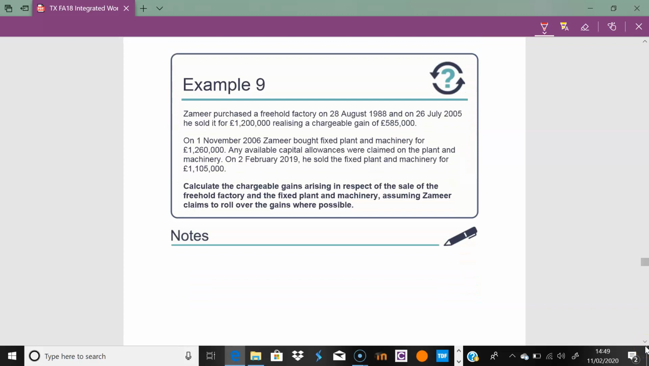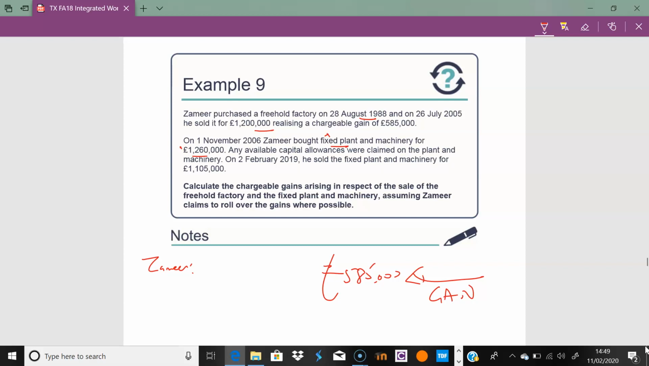So Zamir buys a freehold factory on the 28th of August 1988, and he sells it for 1.2 million, realizing a chargeable gain of 585,000. So that's the gain. Now he goes along and he buys a fixed plant and machinery. So as soon as you see this, you're thinking, right, okay, here we are.